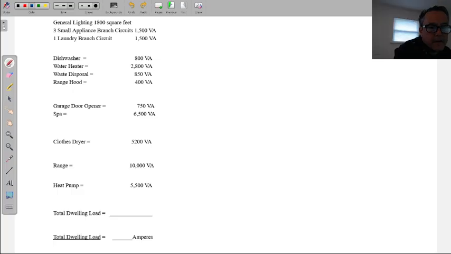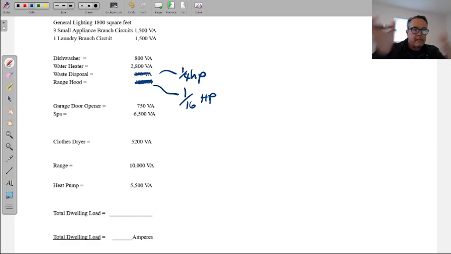So for example, we could have been given, instead of the VA for this hood and the waste disposal, because the waste disposal was 850, I'm just going to say this one was a quarter horsepower. But let's say for this one down here, I'm only getting a 16th of a horsepower motor. That one's smaller, so I don't apply the VAs to it. Now, the reason why we're giving you the VAs is because you haven't gotten to the class yet that helps you convert horsepower to VA. But it's a very simple calculation, and I can just show it here real quick.